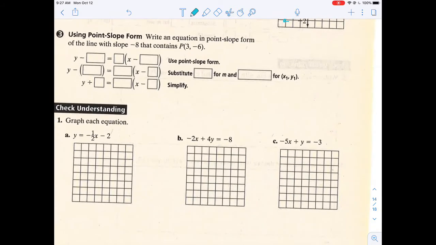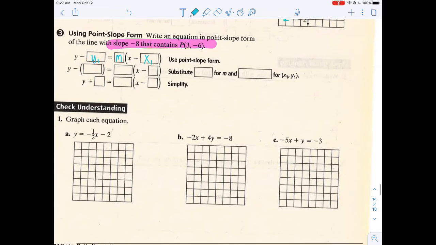Okay, number 3, using point slope form. So the equation for point slope form is y minus y1 equals m times x minus x1. All we're going to do is substitute in the numbers we know. So right here it says the slope is -8, and then it has that point. So y1 would be -6. We know the slope is -8, and we know x1 is 3 from up here.